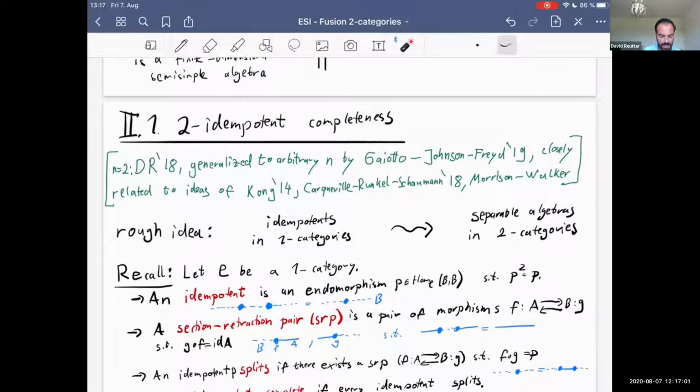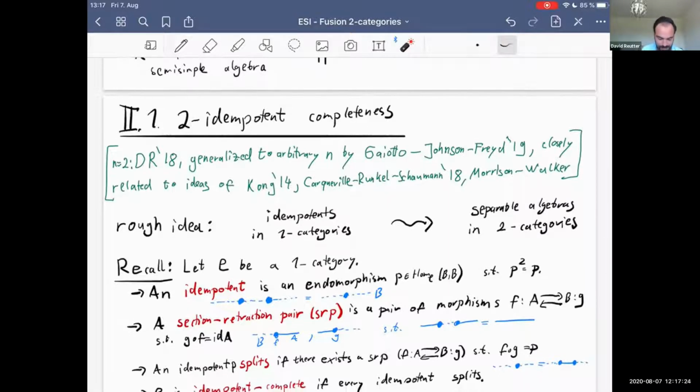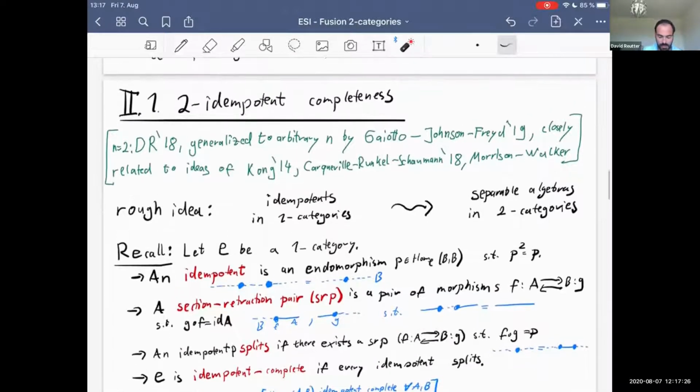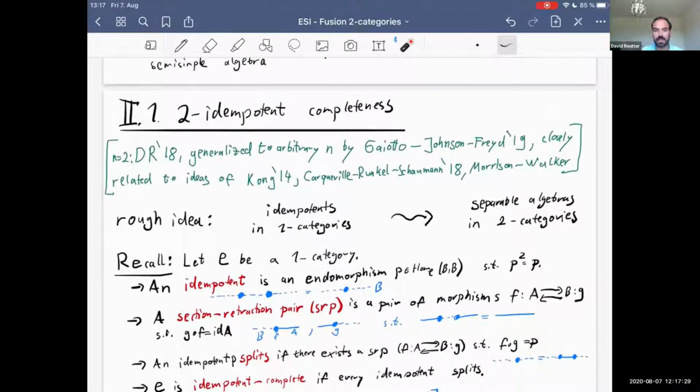And we say that idempotents split if for every idempotent there exists a section retraction pair, such that composing them the other way around gives me the idempotent. So in terms of these pictures, every idempotent I can actually write as a composite like this, right? And this gives you a visceral sense of this idempotent splitting apart into 2 dots and a little line between them. And then finally, I say that my 1-category is idempotent complete if every idempotent splits. And this is a completely standard definition that has been around for many, many years.